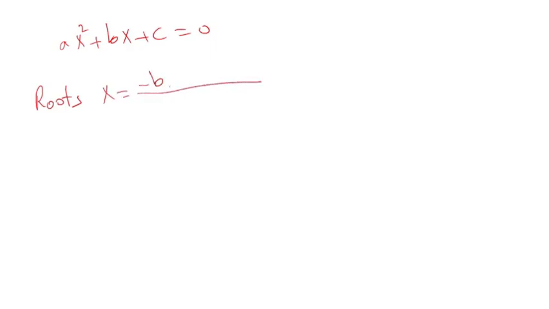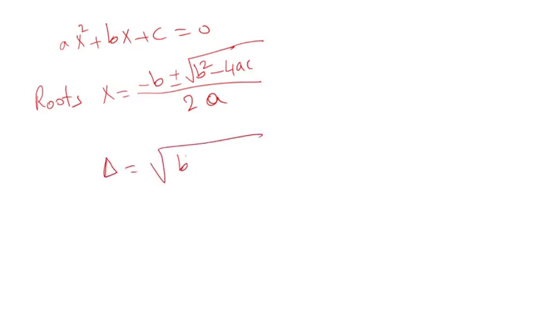So if we have in general an equation a times x squared plus b times x plus c is equal to 0, the roots, if we call them x, of this equation are minus b plus minus the square root of b squared minus 4 times ac, divided by 2 times a. And sometimes we call this term delta, b squared minus 4ac.